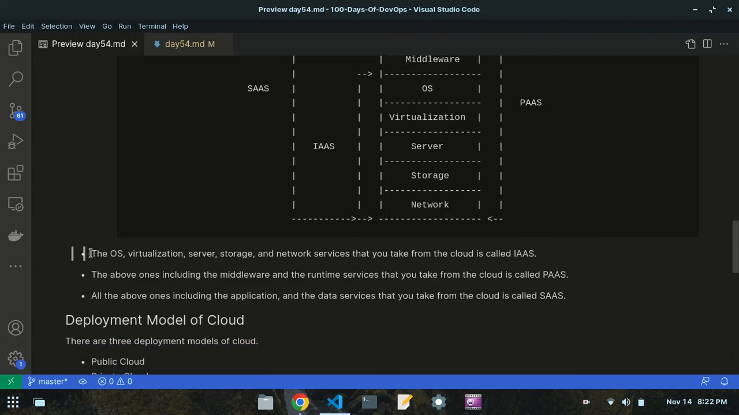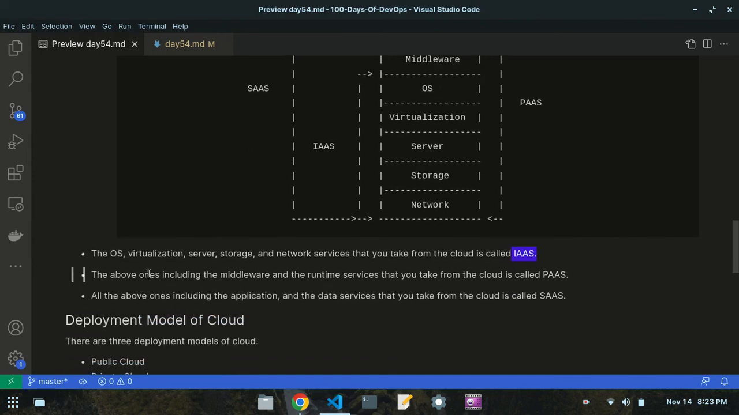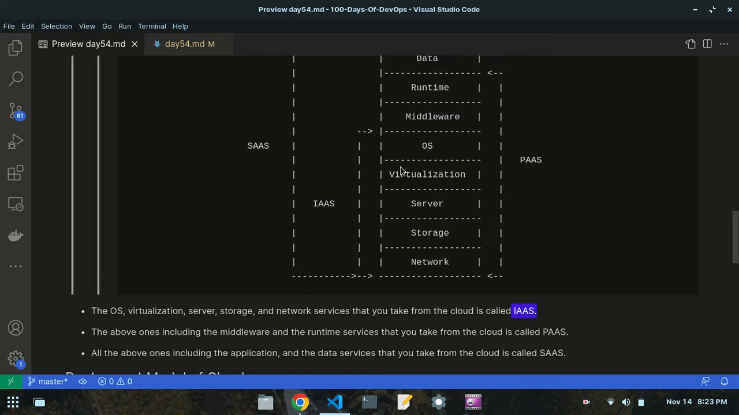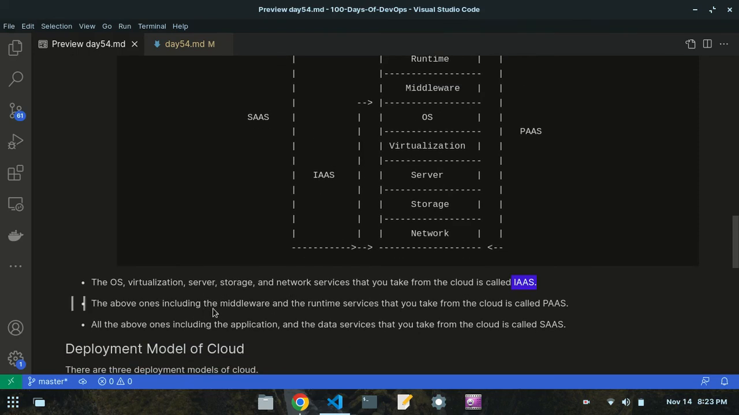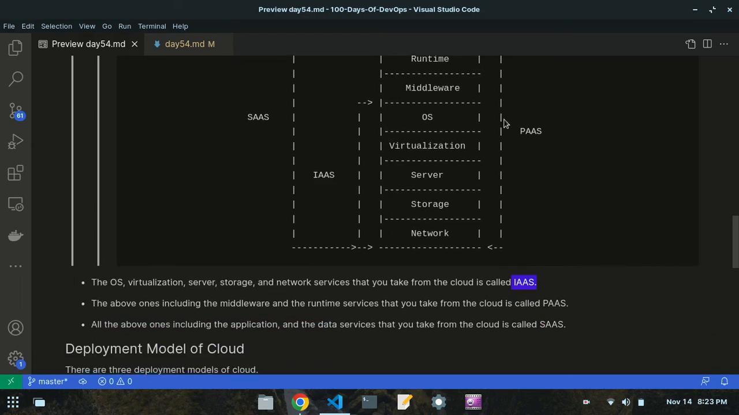Let's take a look at the detailed explanation of this. The OS, virtualization, server, storage, and network as a service that you take from the cloud is called IaaS. So OS to network, these services are called IaaS, infrastructure as a service. After that, the above ones are included, including the middleware and runtime services. If you include middleware and runtime with these services, then these services will be called PaaS.